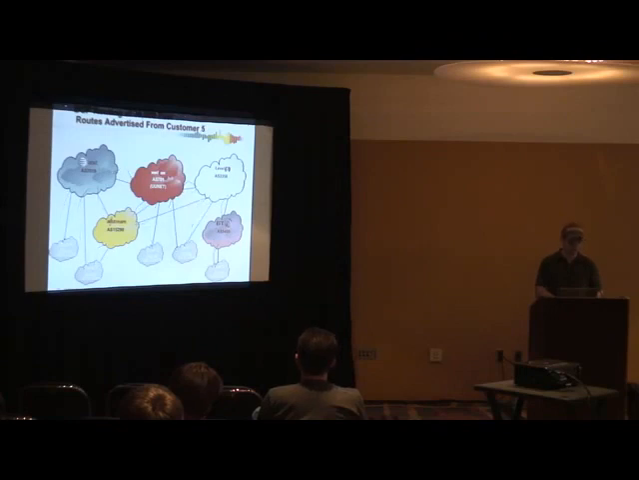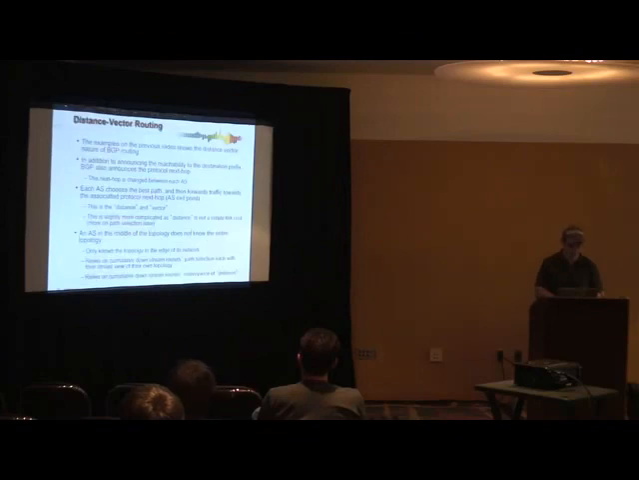And lastly, customer 5 sends it to BT, who sends it to level 3, who sends it to its customers and its peers, and those networks send it to their downstream customers as well. At a high level, that's how BGP route propagation works.